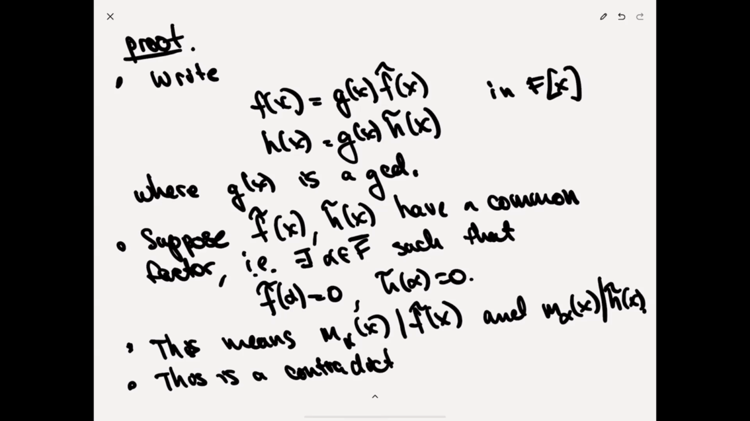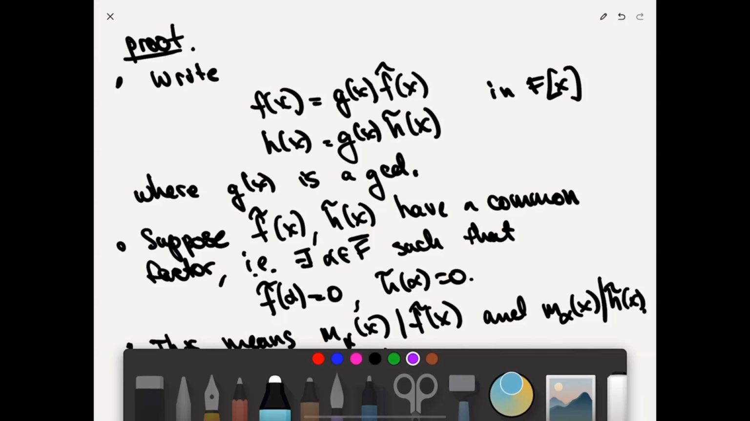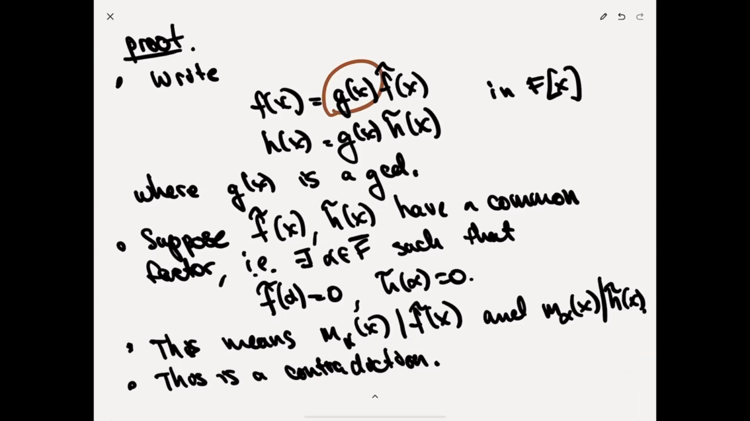Because we can't have some bigger factor, right? Otherwise, this thing here wouldn't be the greatest common factor. We could tack on this m alpha of x, so we could put on these extra m alpha of x's and then move that piece over from the f tilde and the h tilde over to the common factor, making it not the greatest thing. Okay, that's our first preliminary thing.